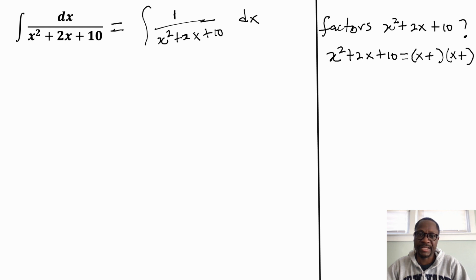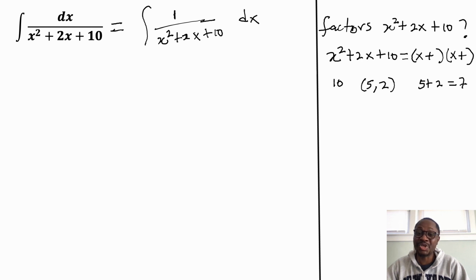The easiest way to check for that, in this case where the coefficient of x squared is 1, is just to check for factors of 10 that will add up to 2. So for example, a pair of factors of 10 is 5 and 2. When you multiply 5 and 2, it gives you 10. When you add 5 and 2, it gives you 7. You need two factors that will give you 10 when multiplied, but when added give you the middle term, or the coefficient of x.